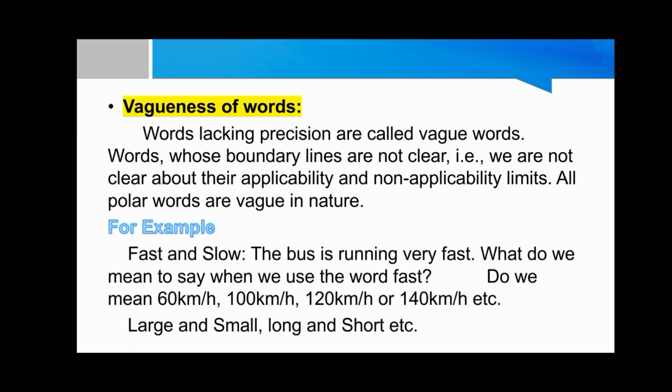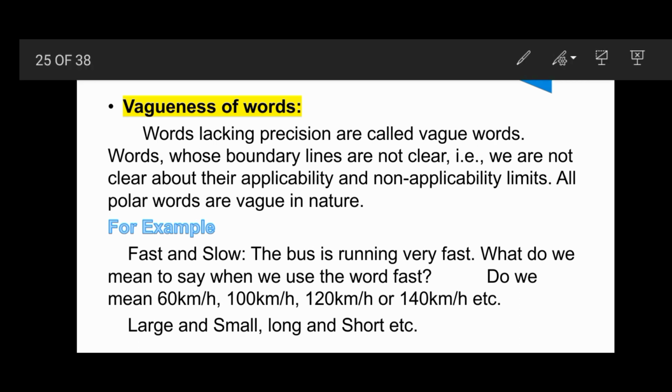For example, fast and slow. The bus is running very fast. So, what do we mean to say when we use the word fast? Do we mean 60 kilometers per hour, 100 kilometers per hour, 120 kilometers per hour, or 140 kilometers per hour? In the same way, when using the words large and small, long and short, we don't have clear precision because we don't have a clear boundary line or limits.